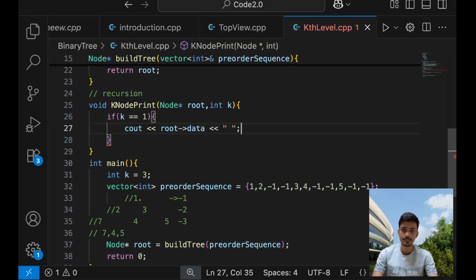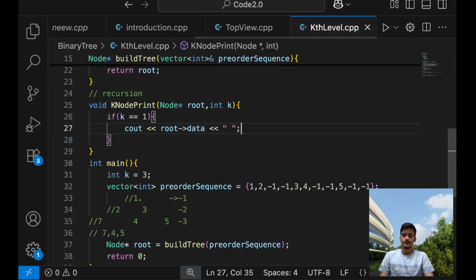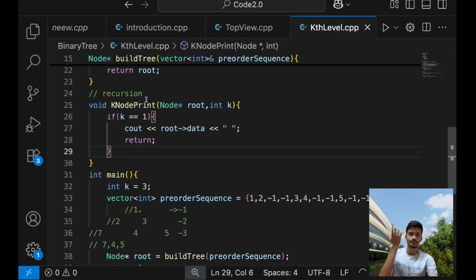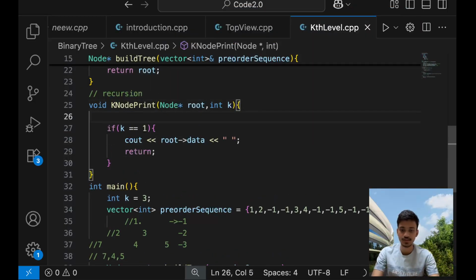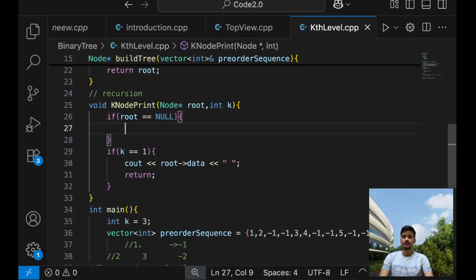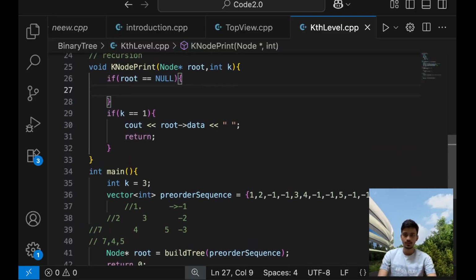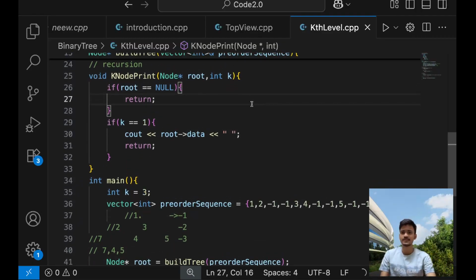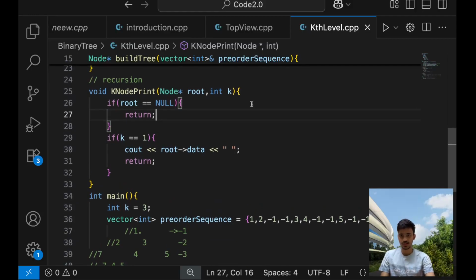And just return. Another base case you can think very easily is root null. If root is null, then what? Then we simply return, no need to do anything. There is nothing you can print. There is no need to print that.